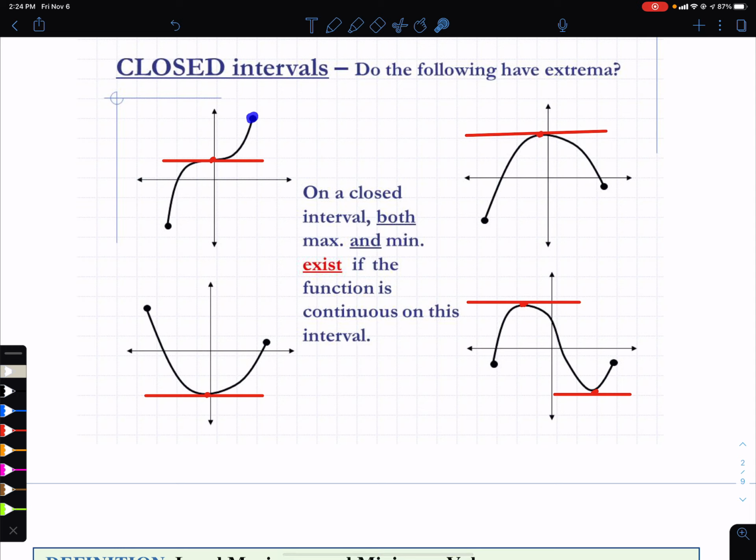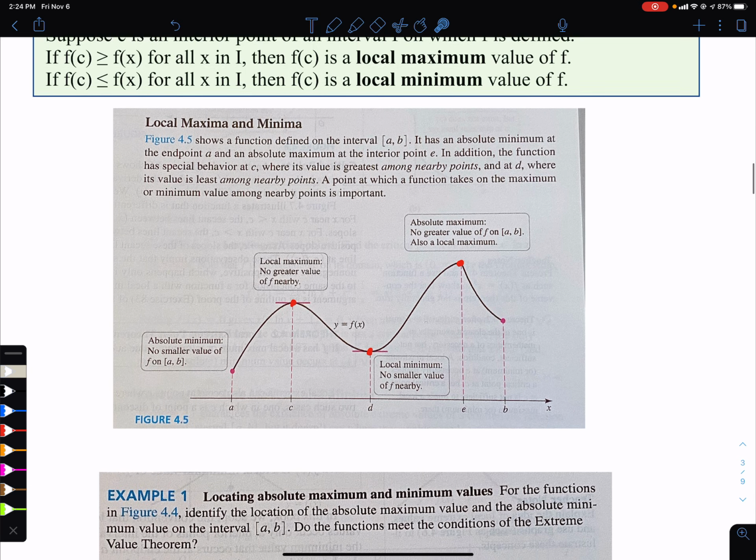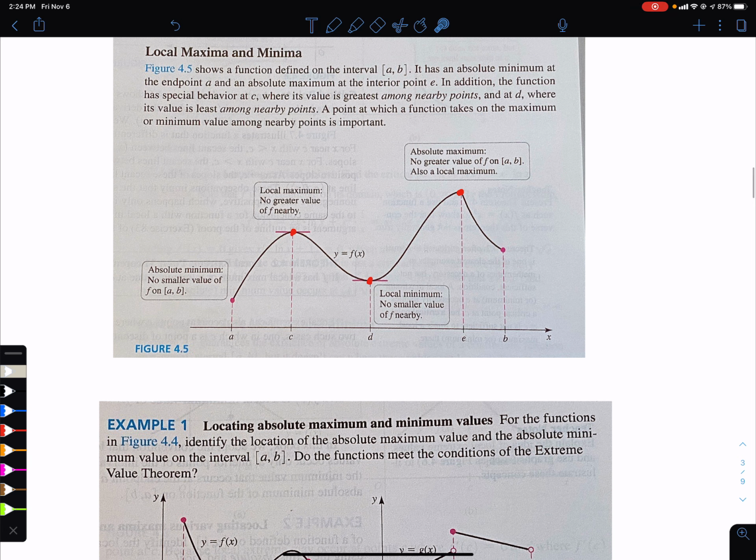So we're going to be sticking with functions on a closed interval. Where's the max? At an endpoint. Where's the min? At an endpoint. Where's the max? At a critical point. Where's the min? At an endpoint. Where's the min? At a critical point. Where's the max? At the endpoint. Where's the max? At a critical point. Where's the min? At a critical point. So whenever you have a continuous function on a closed interval, the max and mins occur at critical points and endpoints.